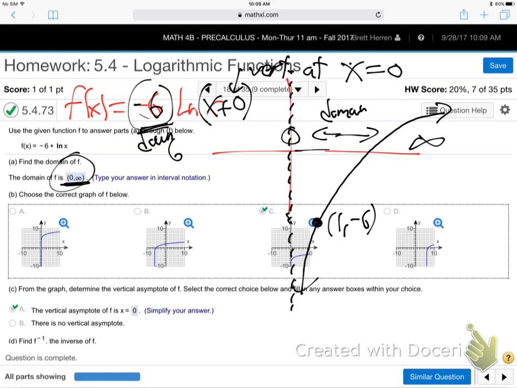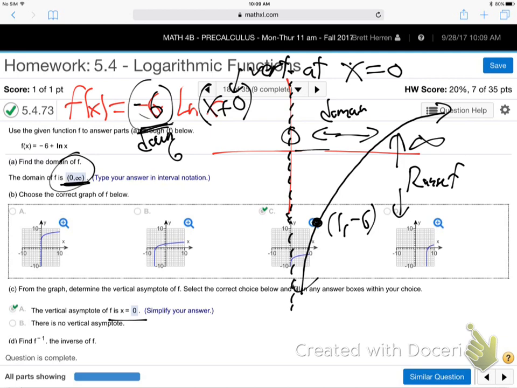In a minute, they're going to ask me the range of f. Why don't we just do it right now? We can just see it on the graph here. How high, how low does it go? Negative infinity, positive infinity. Let's keep going. Vertical asymptote, x equals 0. We already answered that.